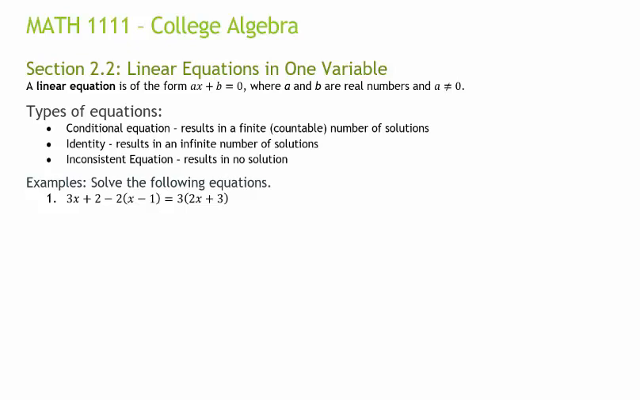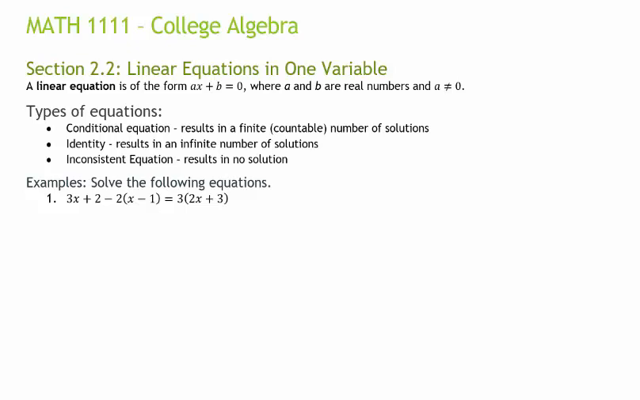A conditional equation results in a finite or a countable number of solutions. An identity results in an infinite number of solutions. But an inconsistent equation has no solution at all.